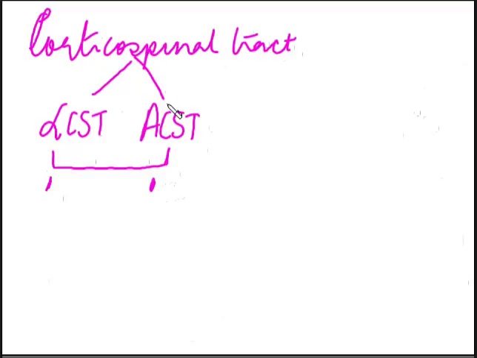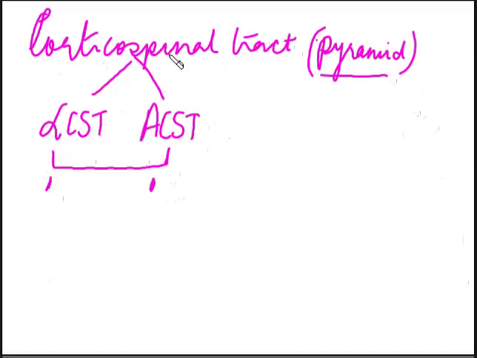As this corticospinal tract passes through the medulla, it passes through a region of the medulla which is known as the pyramid. So that's why these corticospinal fibers are also sometimes called pyramidal fibers. And these corticospinal tracts, here you can see, go from the cortex to the spinal cord.